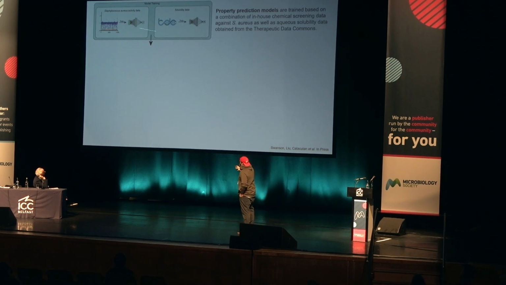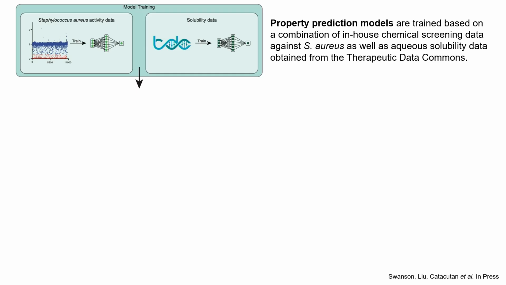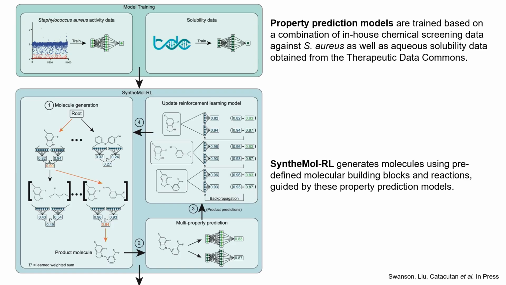So this is our little toy data set to begin doing multi-property optimization, right? And we picked solubility because this is a roadblock we always run up against. Okay, so we have two property predictors, a model to predict whether a molecule can kill staph, and another totally separate model to predict whether a molecule will be soluble, right? So we have these two things that are like teachers, right?